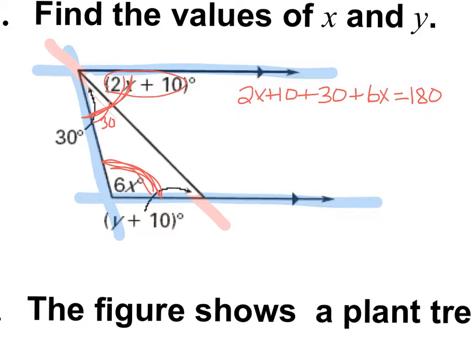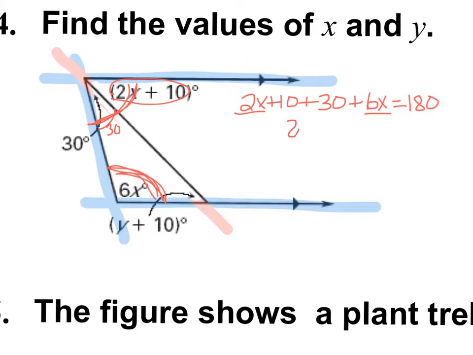Salvador. The y, well, after I find the x, then I got to go back to find the y. So this is going to give me the x, right? So 2x plus 6x is 8x. And then 10 plus 30 is 40 equals 180. Subtract the 40. 8x equals 140. And then divide 140 by 8.